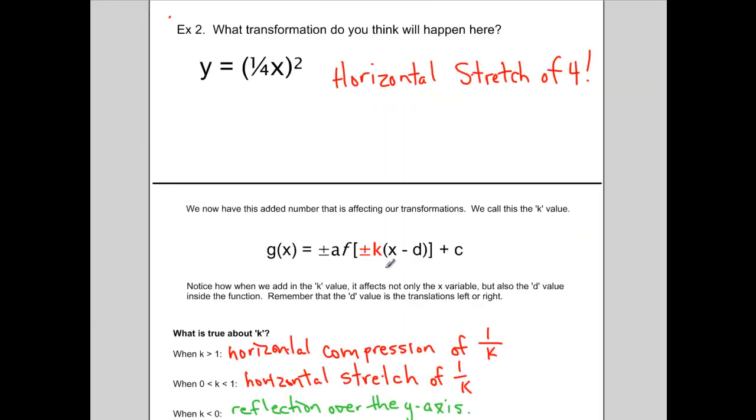And I just want you to notice that this k value is multiplying not only to the x, but it's also multiplying to the d value. This is the normal way of writing this. So it's like we factored out whatever this k value is outside the x. This x will never have a number directly in front of it. It'll always be factored out. So if there's a d, we factor it outside of the d as well.